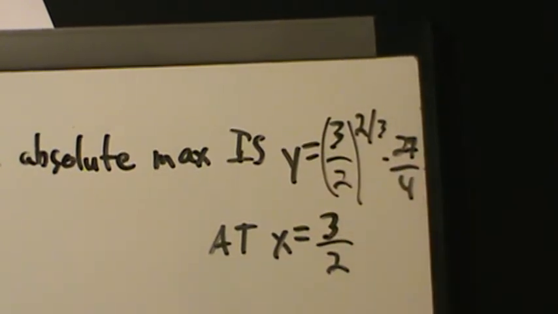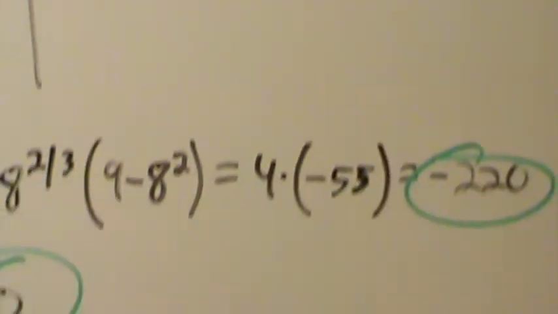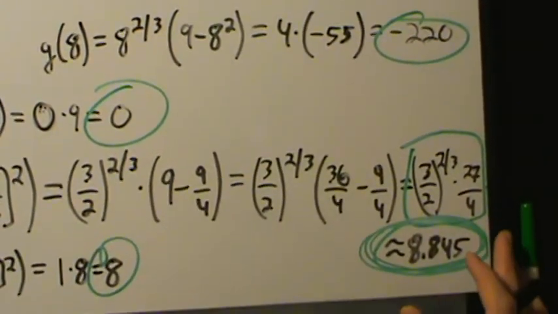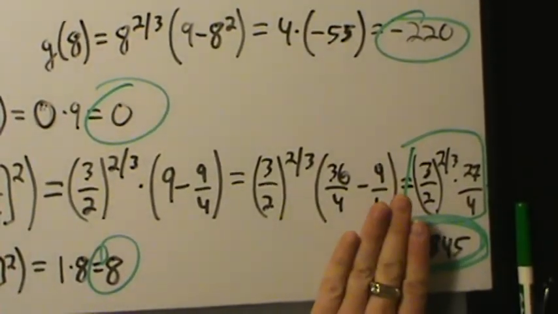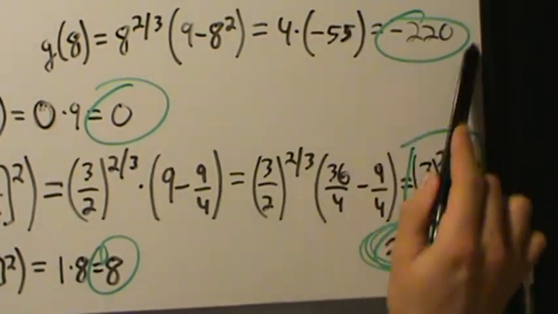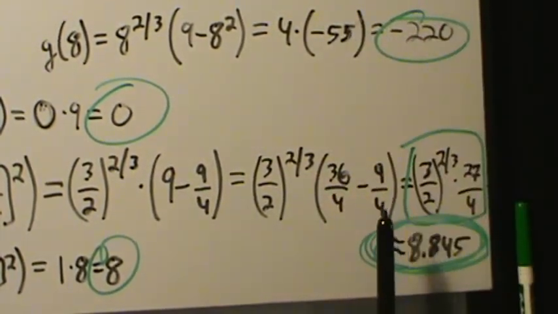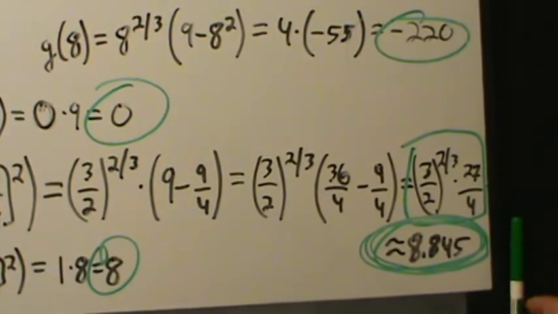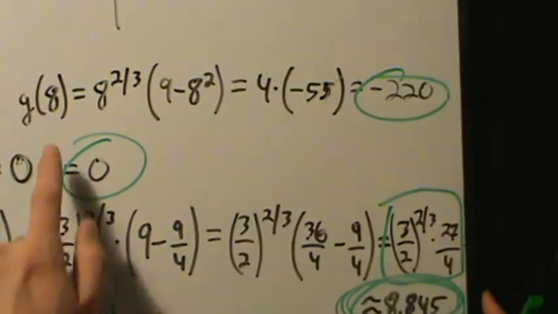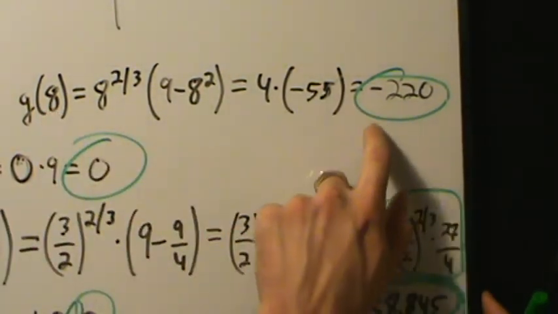And then the absolute min is going to be the smallest. Let's zoom back out just a bit. So the absolute min is going to be the smallest of these. So it's not this one, that's our largest one. So here is 8, 0, and -220. This one by far is the smallest one. So the absolute min on this interval from -1 to 8 is this one here. It happens at x equals 8, and it is this guy right here.